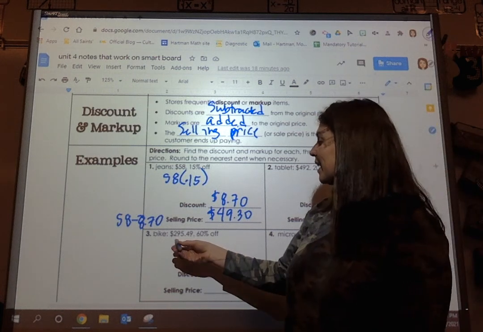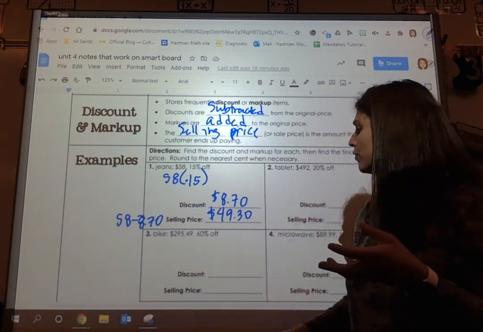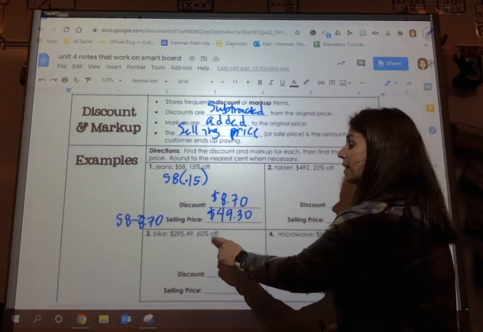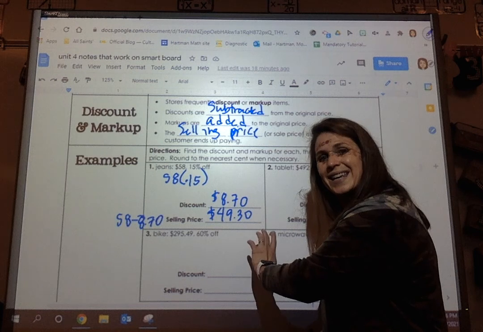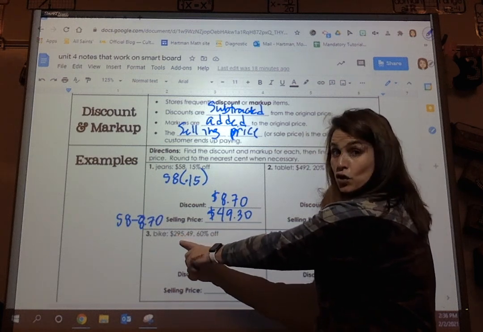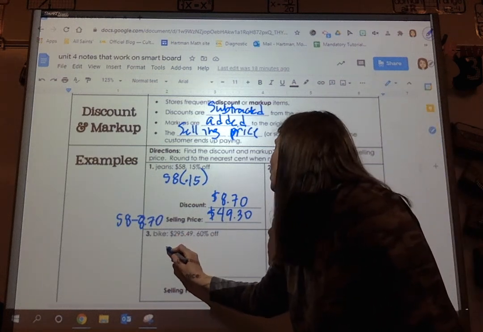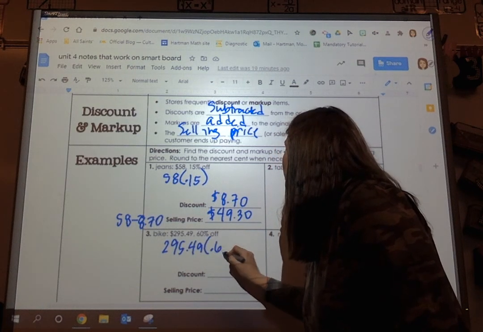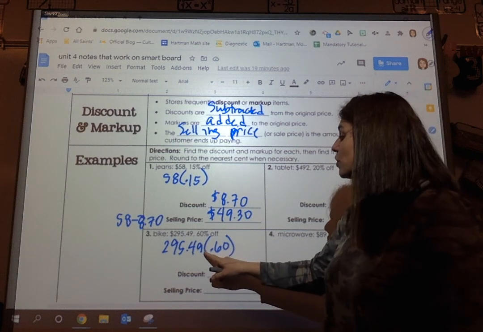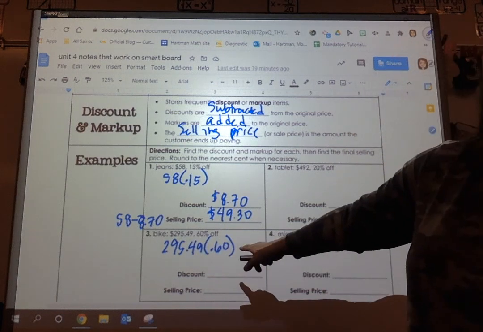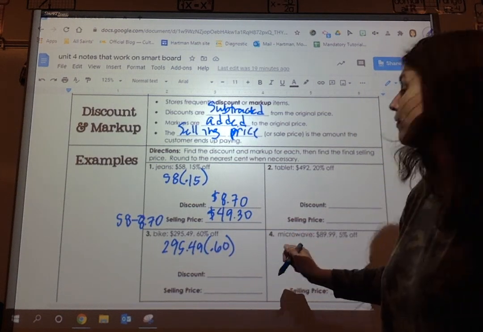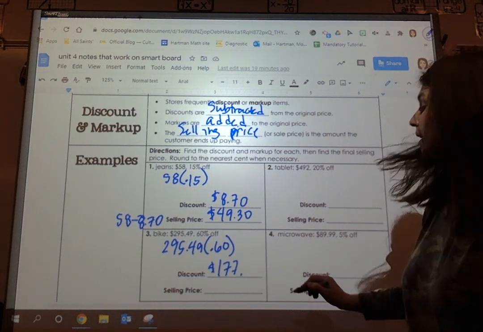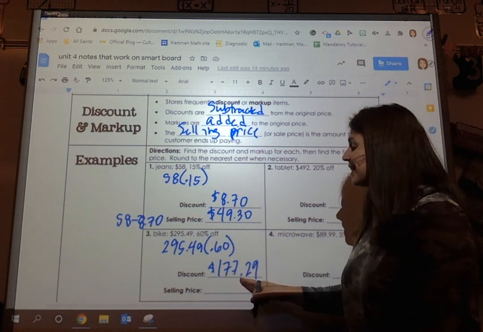Okay? All right, let's take a look at number 3. I have a bike, and it was originally $295.49. Way too expensive. But they're having a sale, and they're advertising 60% off. So what is 60% of $295.49? Well, we do $295.49 times 0.60. So 60% of $295.49 is $177.29. So that's the discount.